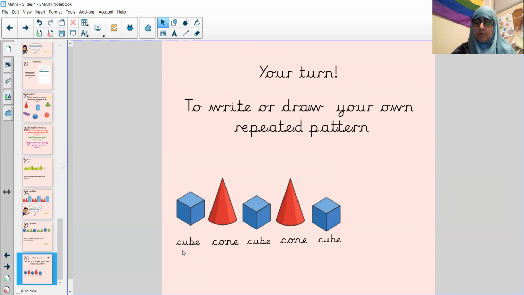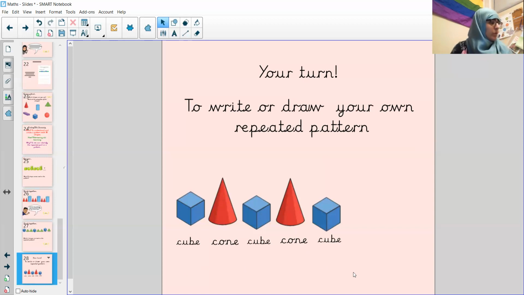So you can see at the bottom, Miss Khan wrote her repeated pattern using 3D shapes. So you can see Miss Khan did cube, cone, cube, cone, cube. You could do cuboid, cuboid, pyramid. Cuboid, cuboid, pyramid. And if you're finding it a little bit tricky to draw them, that's okay. You can just write them. And again, just use your phonics. It doesn't need to be perfect. The main thing is you're using your phonics.